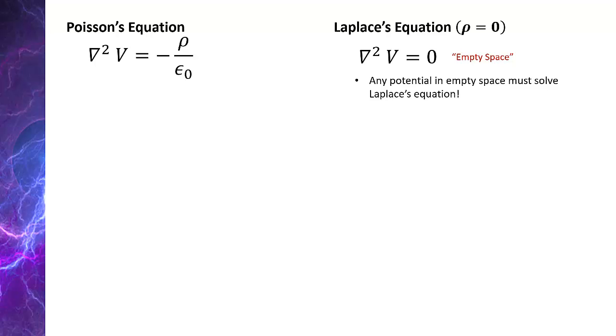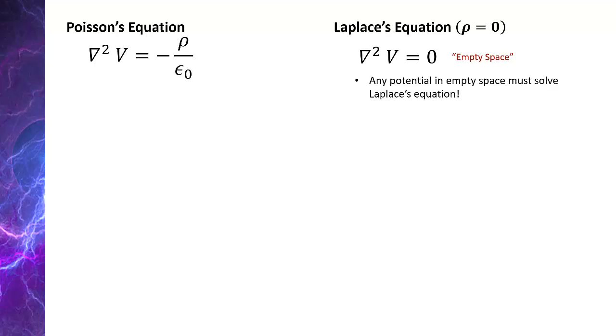I'd like to talk a little bit about Poisson's equation, and actually really Laplace's equation, and the types of properties that solutions to Laplace's equation have. Laplace's equation is the equation that the electric potential obeys in empty space where the charge density is 0. So any potential in empty space must solve Laplace's equation.